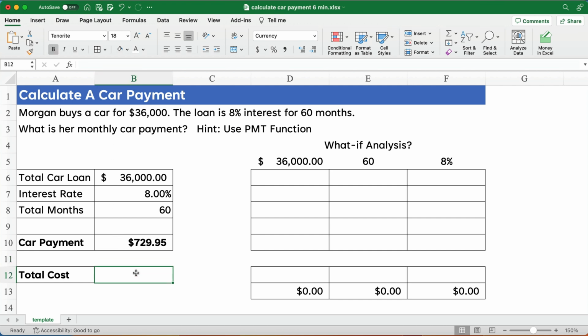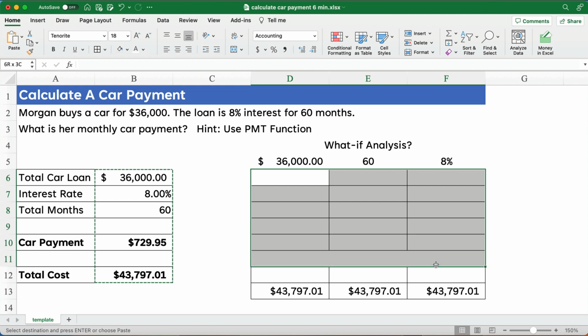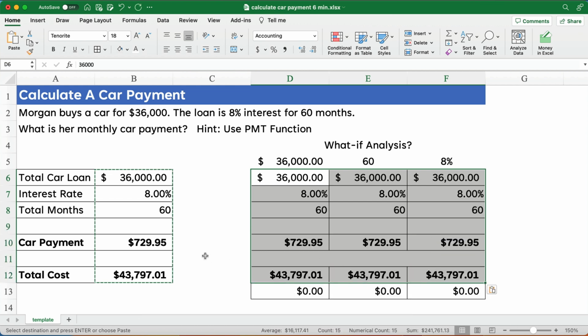So let's calculate now what's the total cost. 60 months times $729. So we're going to make $43,000 of payments, almost $800. I've run the math over here, the difference here, so don't worry about that yet. So if you have this car loan, then $730 is what you want to think about for your monthly budget. Well, let's do some what if analysis. So I'm going to copy this over here. I have the original numbers here.